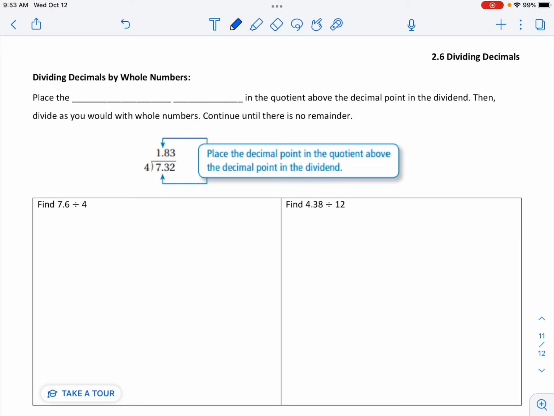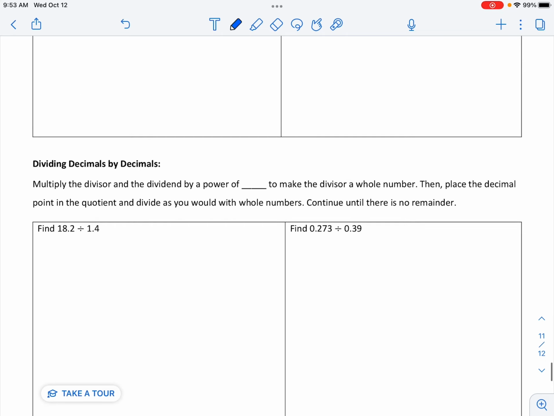Alrighty, we are moving on to 2.6, which is dividing decimals. These first two examples that I'm going to show you are both dividing decimals by whole numbers, and then we're going to move on to dividing decimals by other decimals.